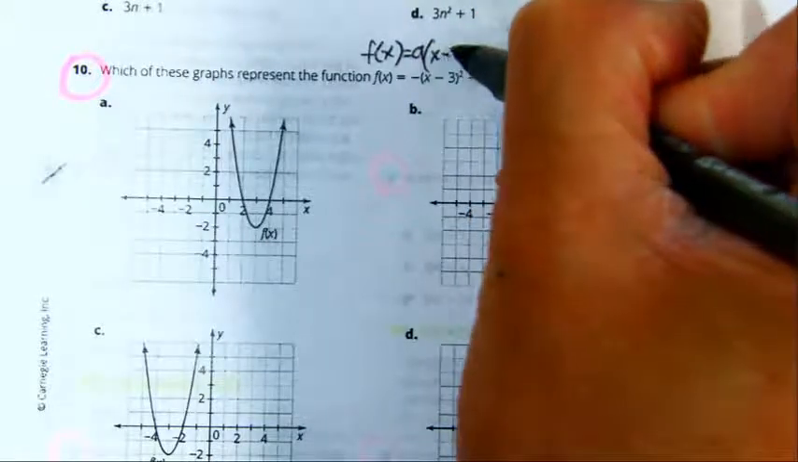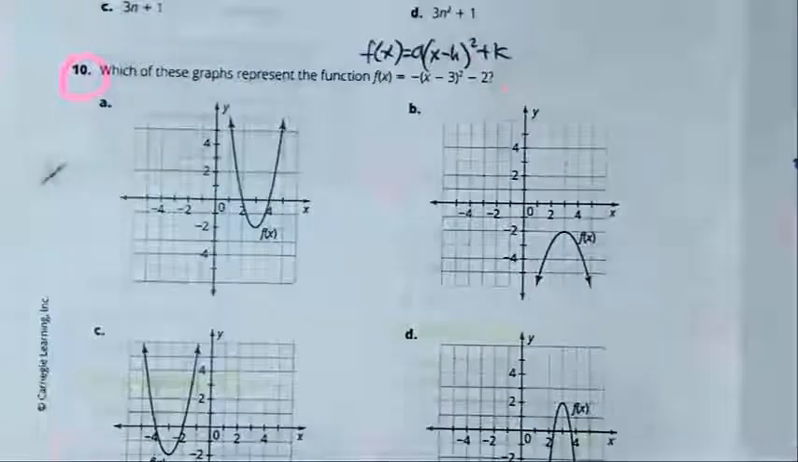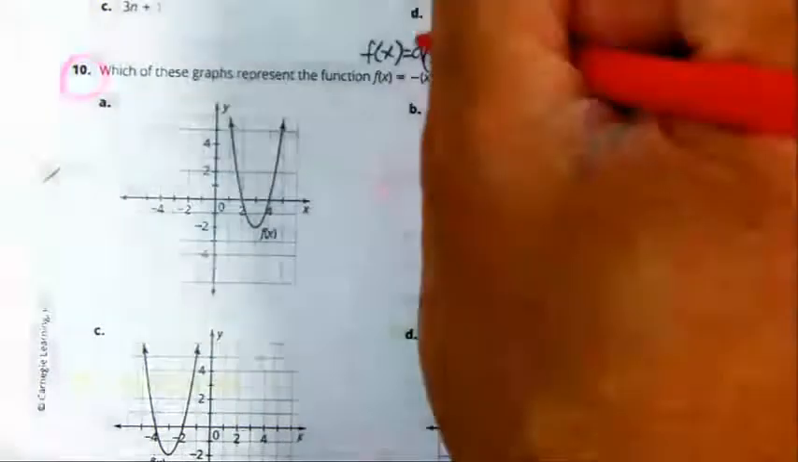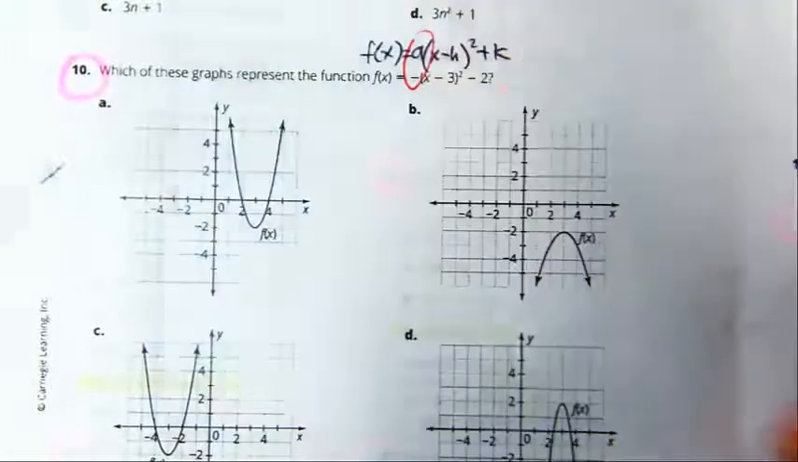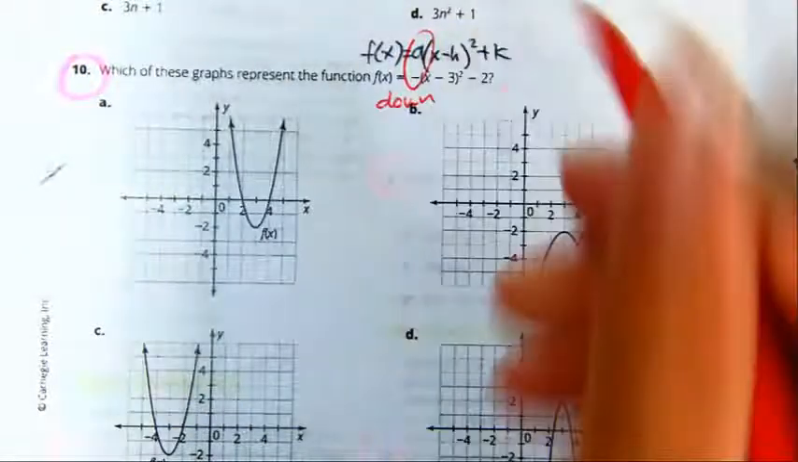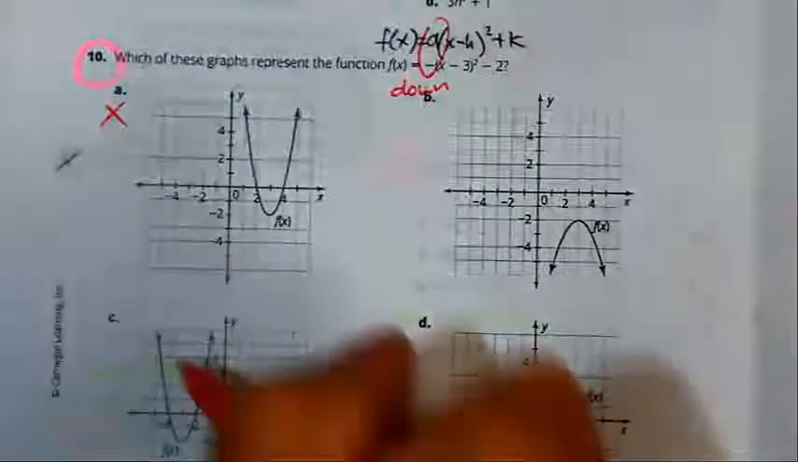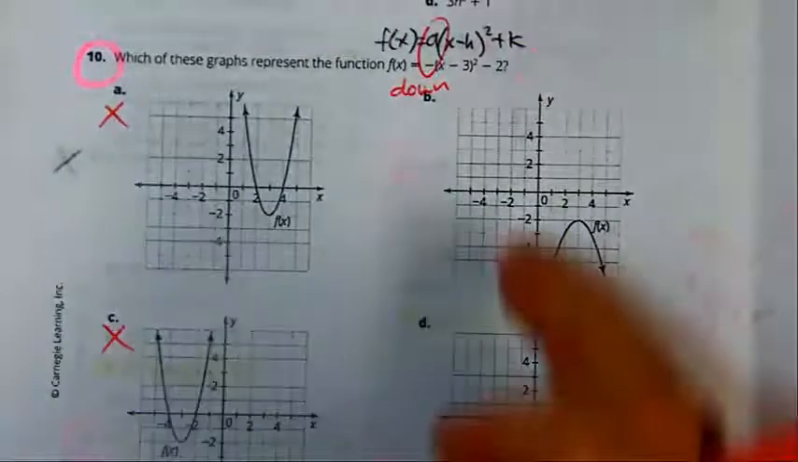x minus h squared plus k. Okay, a is negative. What does that mean? Opens what? Down. Having a down day. So it's not opening up. So I'm left with choices B and D.